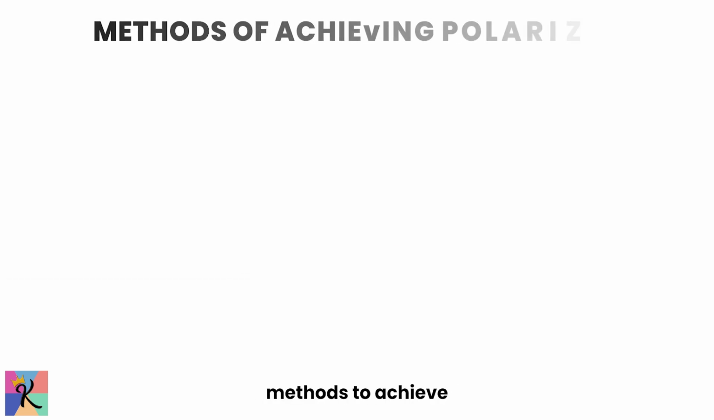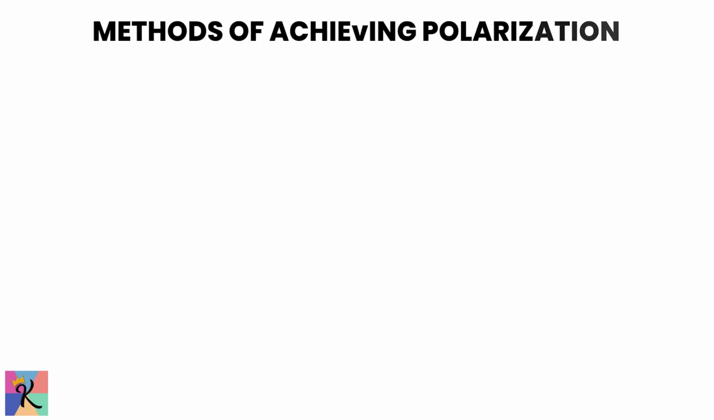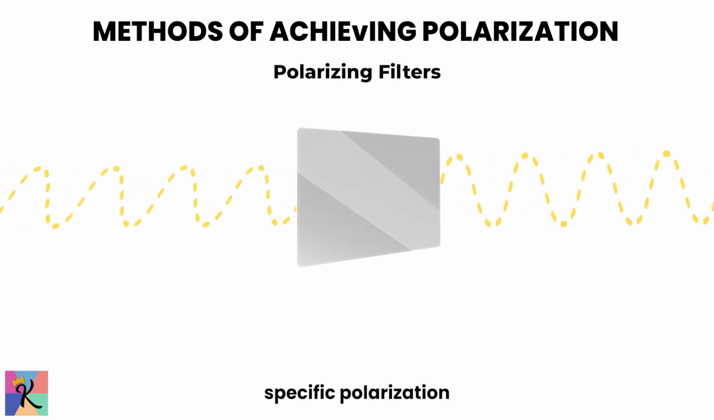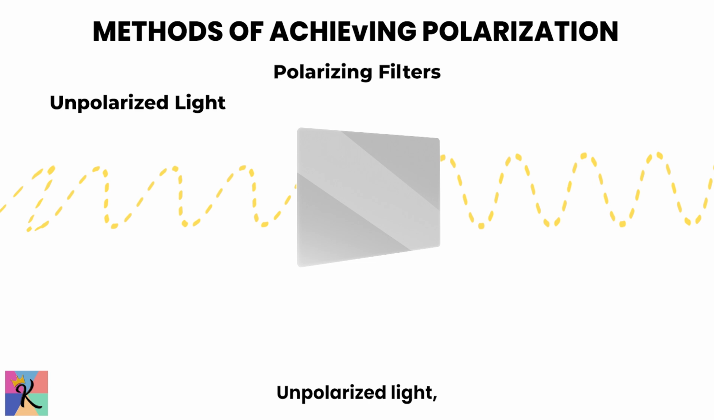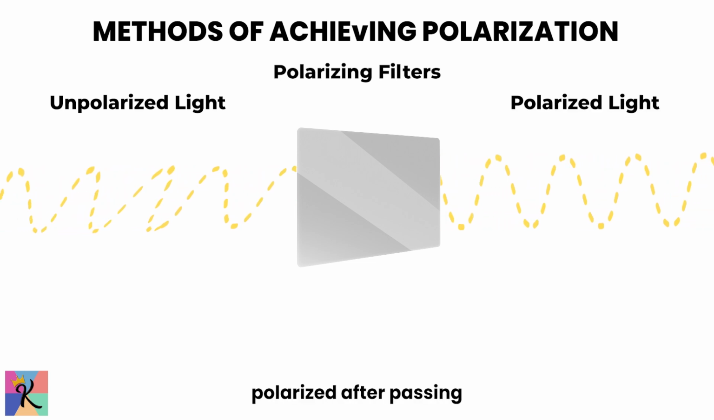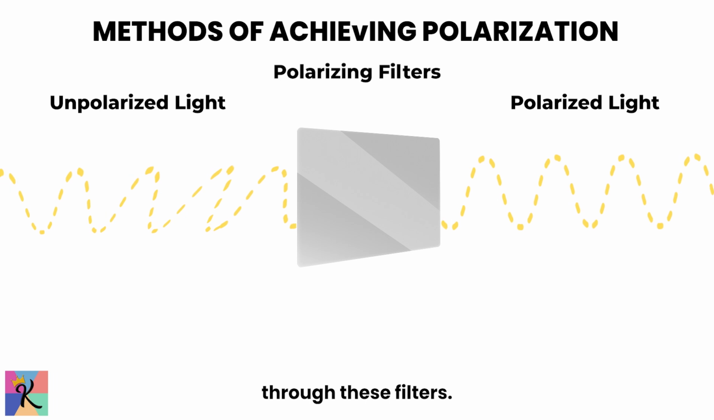Now, there are several methods to achieve polarization of light. The first is through polarizing filters. These are sheets or filters that allow only light with a specific polarization to pass through. Unpolarized light, which has electric fields oscillating in all directions, becomes polarized after passing through these filters.